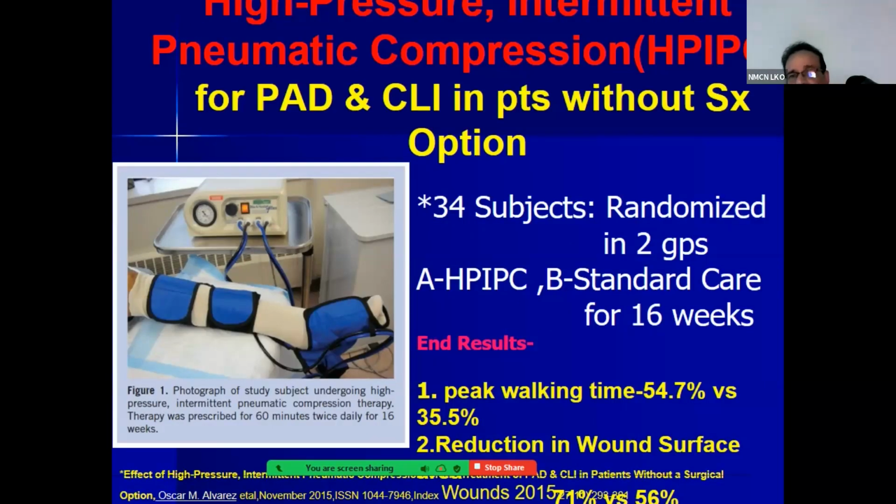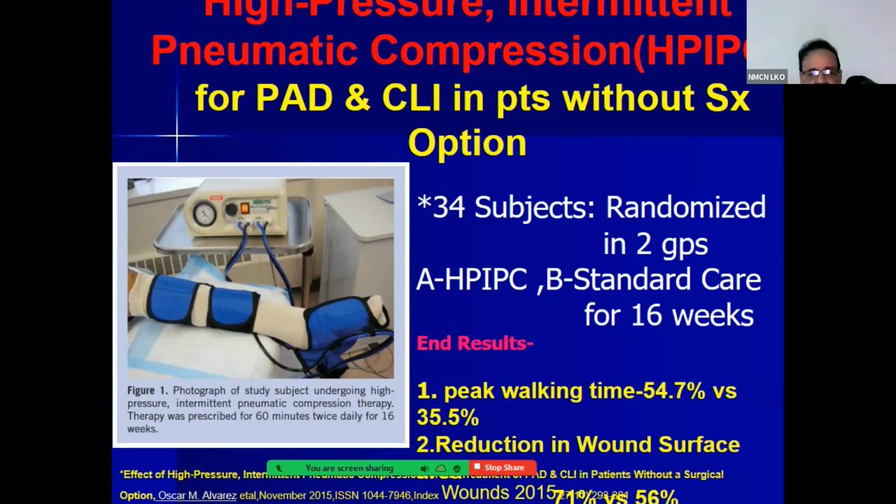Then a high pressure intermittent pneumatic compression device is also there. Sometimes what happens, with the patient you cannot do angioplasty or bypass. The anatomy of the lower limb arteries is such that you can't do either of the two. Or the patient has a renal problem, so angioplasty cannot be done. Or the patient cannot tolerate or afford bypass surgery or angioplasty, then we can go for these high pressure pneumatic compression devices.